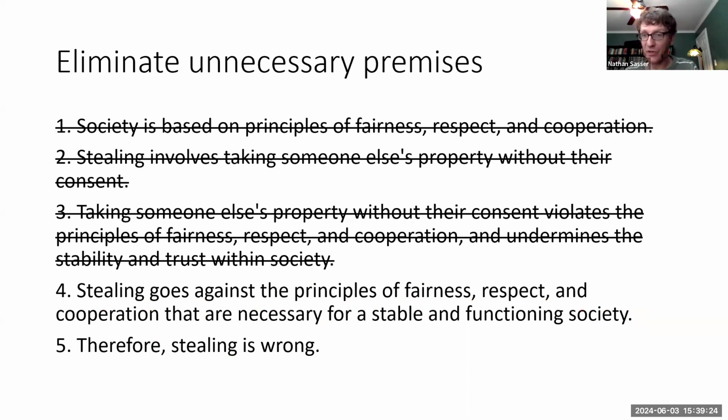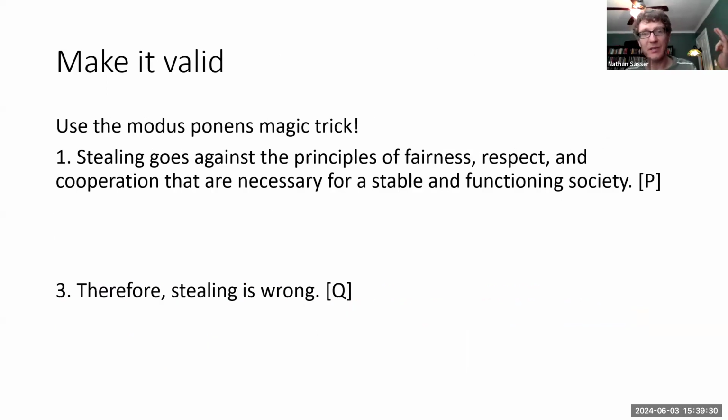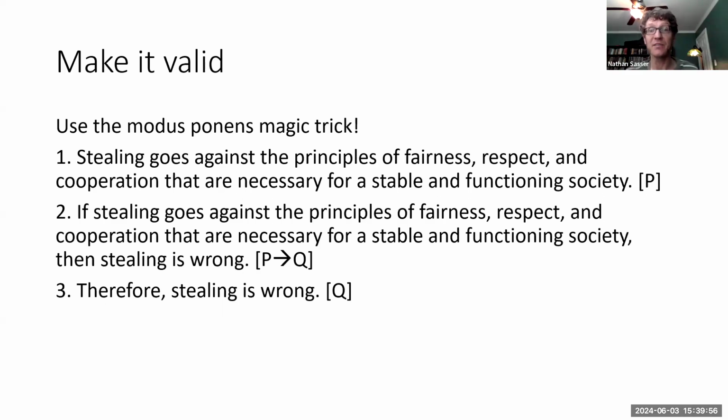Now we're on track. We've really clarified our line of thought, but it's still not a valid argument. We just got statement P, conclusion Q. Well, now you can use your modus ponens magic trick and make this a formally valid argument. Do you remember how to do this? You've got premise P, conclusion Q. All you need to do is insert a conditional statement which says if P, then Q, just like this. If stealing goes against these principles, then it's wrong. Well, it does go against those principles, therefore it's wrong. Now we're in business. We have a valid argument.